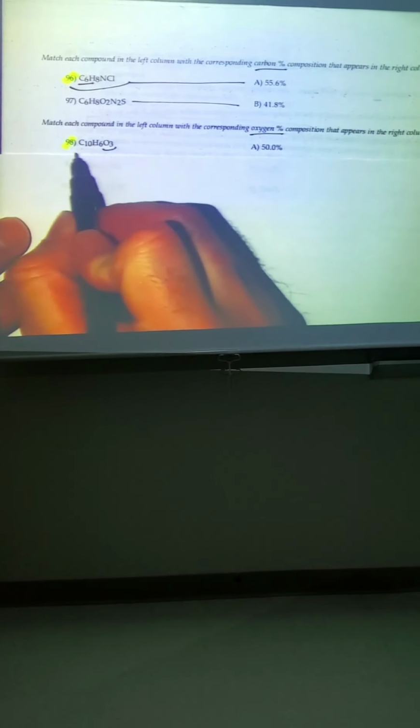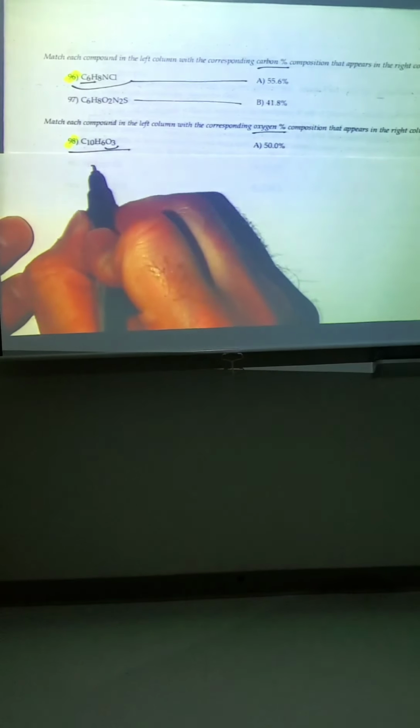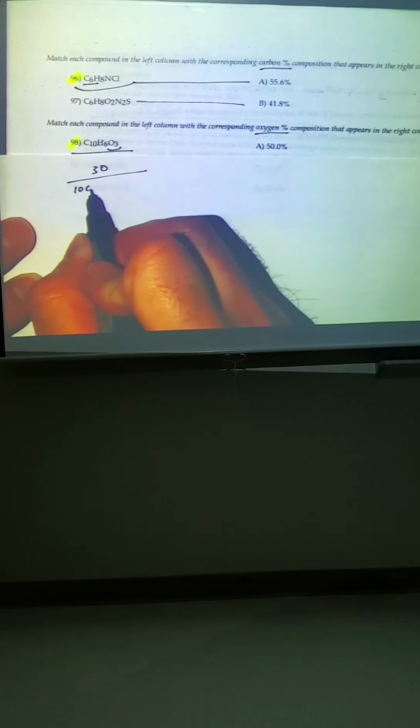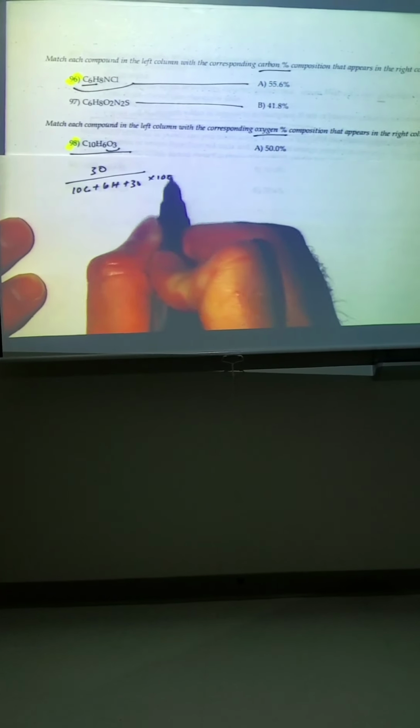Lastly, percentage oxygen, same thing as before. Take the piece and divide it by the whole thing. So 3 O's divided by 10 carbons, 6 hydrogens, and 3 oxygens. Times it by 100. You get a percentage. And in this case, you'll get the lowest choice percentage, letter C.